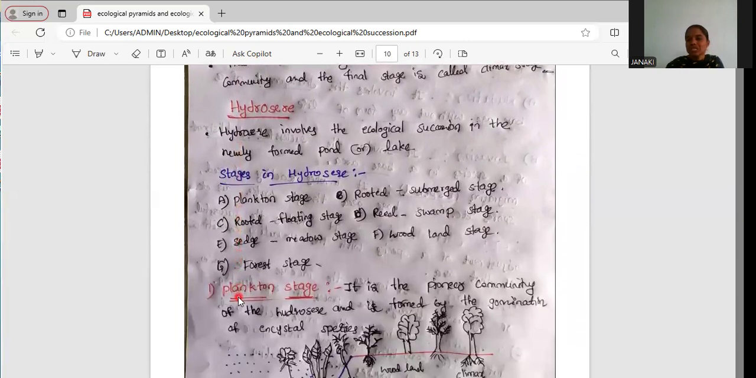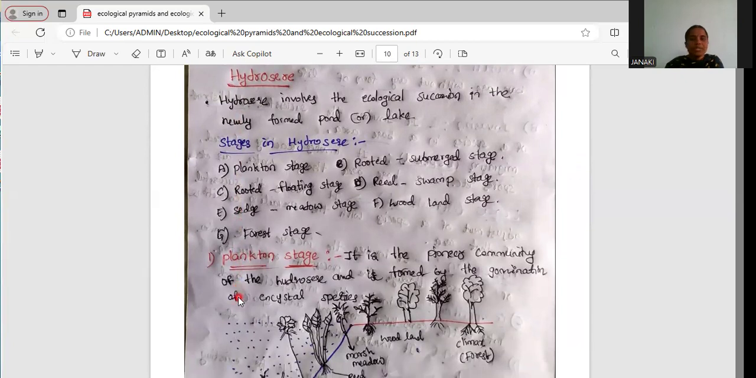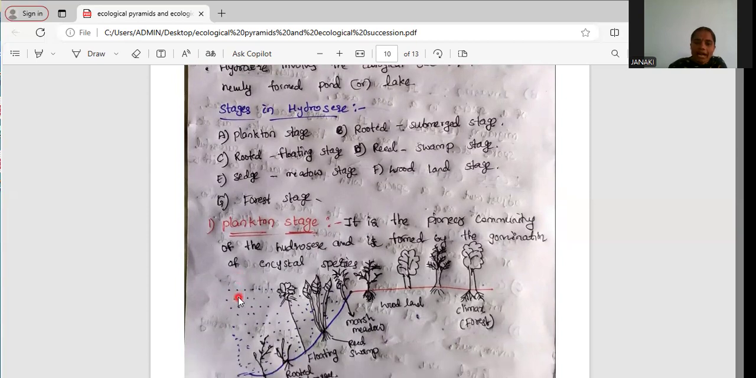Second type, hydrosere. We discuss it now. Hydrosere involves ecological succession in a newly formed pond or lake. Stages in hydrosere: plankton stage, rooted submerged stage, rooted floating stage, reed swamp stage, sedge meadow stage, woodland stage, forest stage. These are the stages of hydrosere.